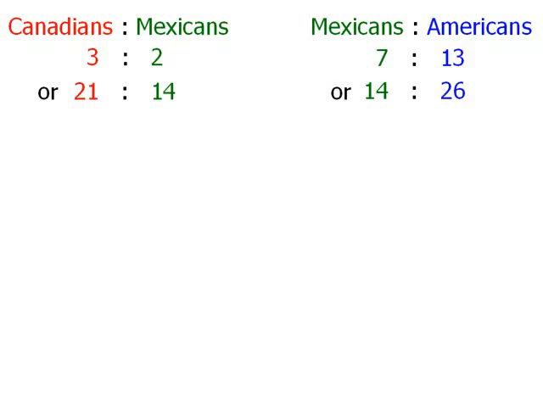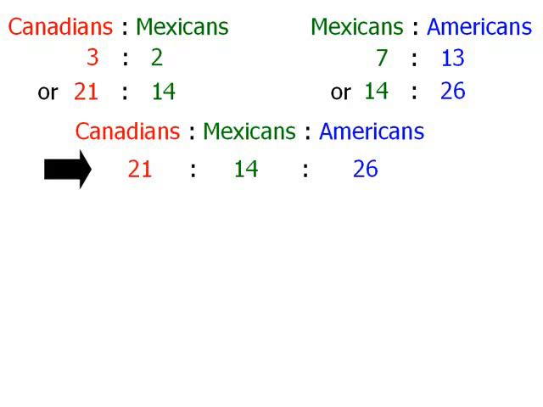Now that we have the same number of Mexicans in both ratios, we can combine these ratios into one big ratio. Notice that the values in this ratio could represent the number of Canadians, Mexicans, and Americans in our group. Also notice that we can write an equivalent ratio of 42 to 28 to 52, and this could represent the number of Canadians, Mexicans, and Americans in our group.